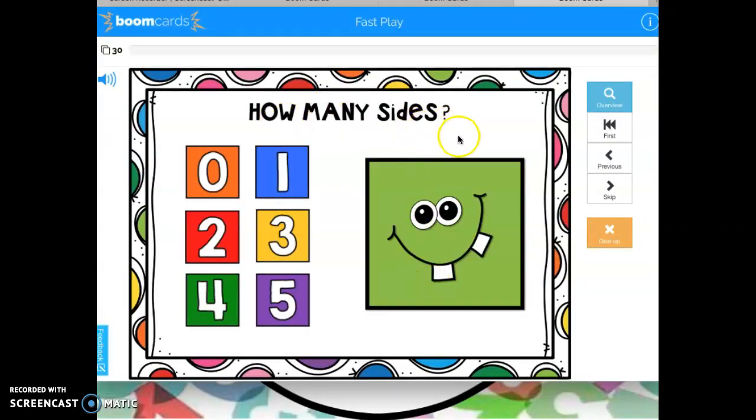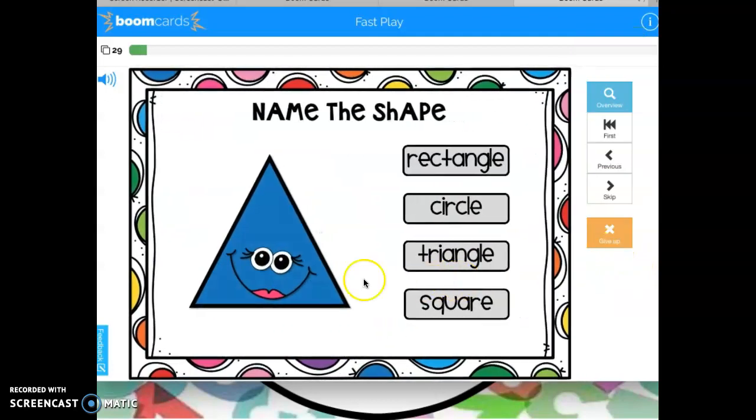This is how many sides? Let's count. 1, 2, 3, 4. So you pick 4. Then name the shape. Triangle. So you click on the triangle.